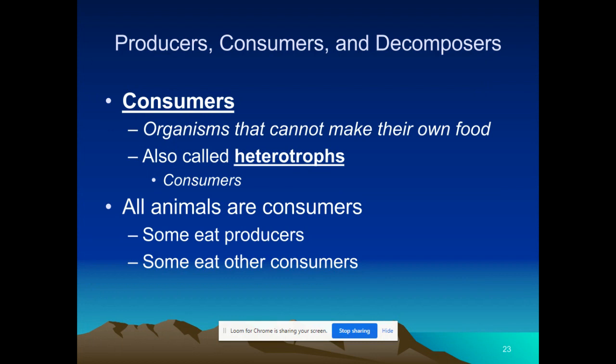We're the organisms that cannot make our own food. We have to go get it from somewhere else. We're also called heterotrophs. Hetero means different. Trophs means we get our food from different sources. Okay, we eat producers, plants. When you eat vegetables and fruits, you eat bread, you're eating producers. And we also eat other consumers. When you eat that steak, that hamburger, that pork chop, barbecue, when you eat that meat, you're eating a consumer, another consumer.